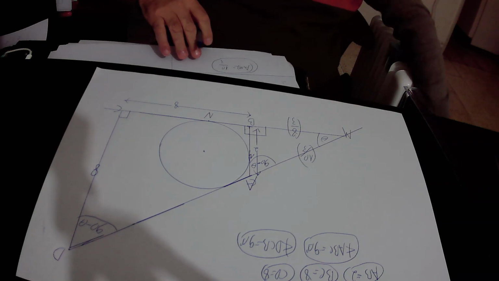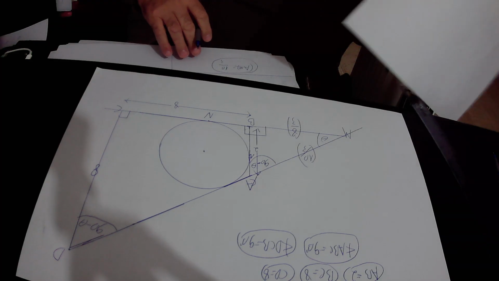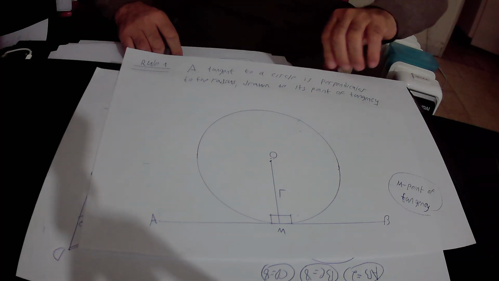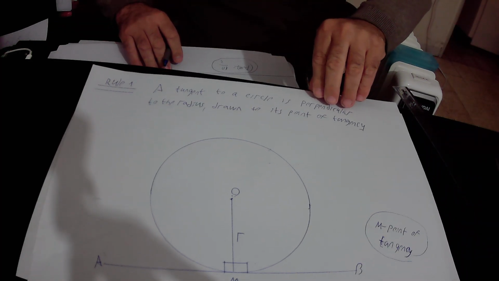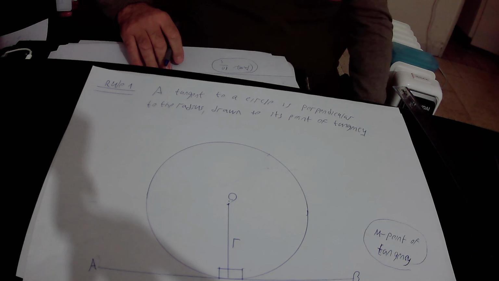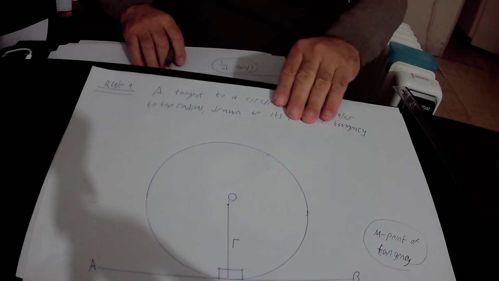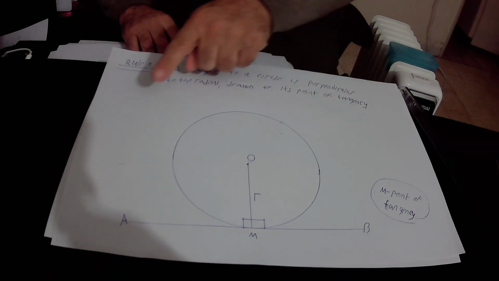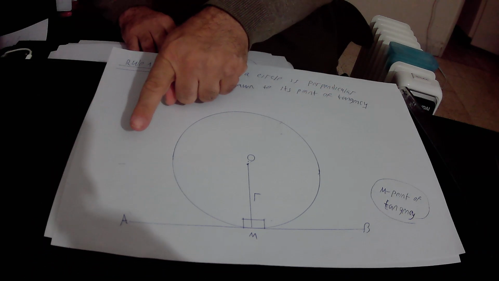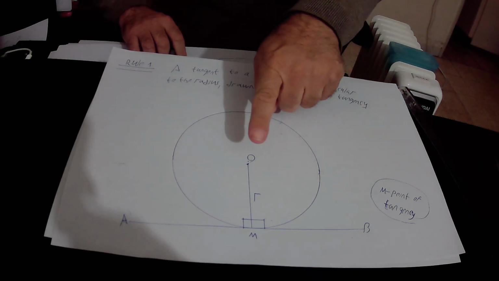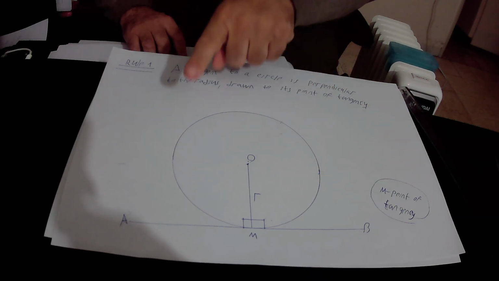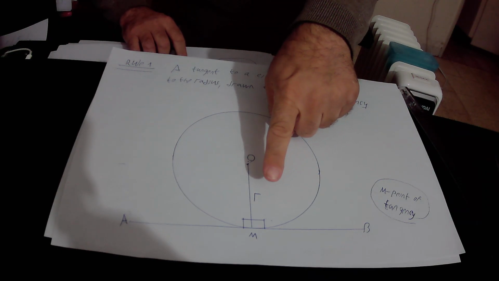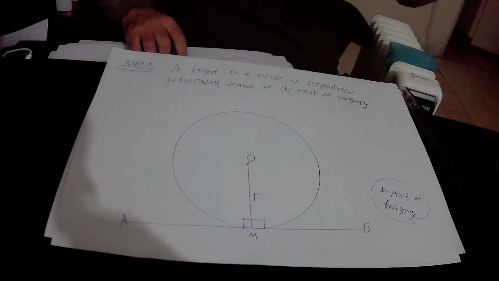So the next step I present to you rule number 1. According to rule number 1, a tangent to a circle is perpendicular to the radius drawn to its point of tangency. So here we have AB, line segment AB is tangent to the circle at point M. Point M is the point of tangency.